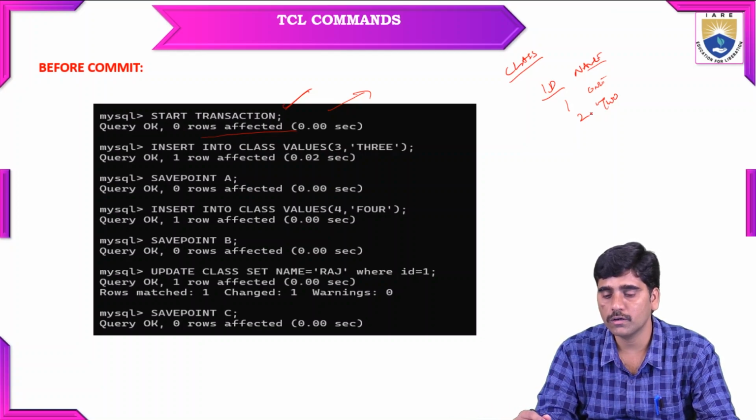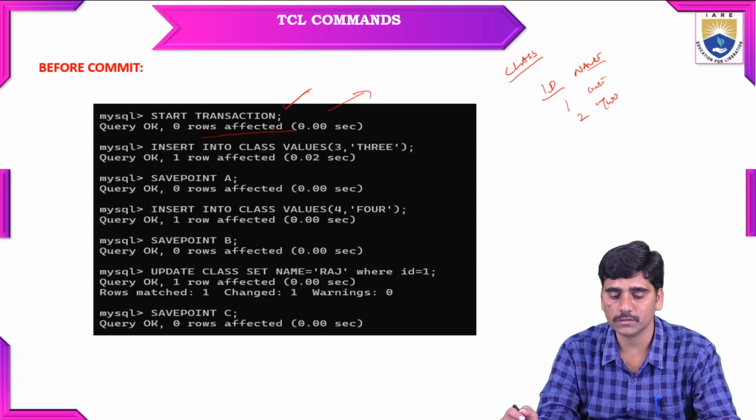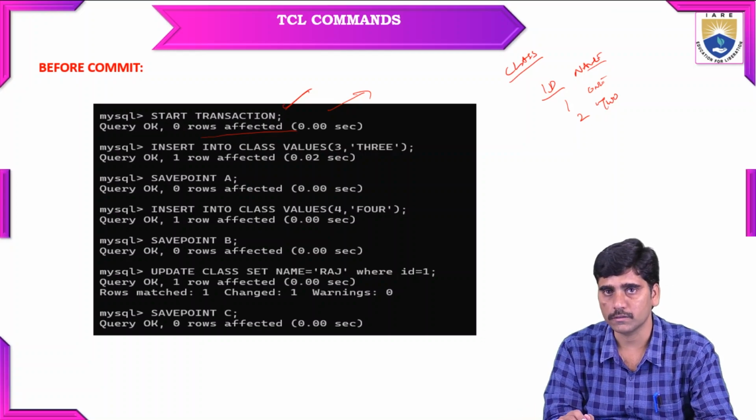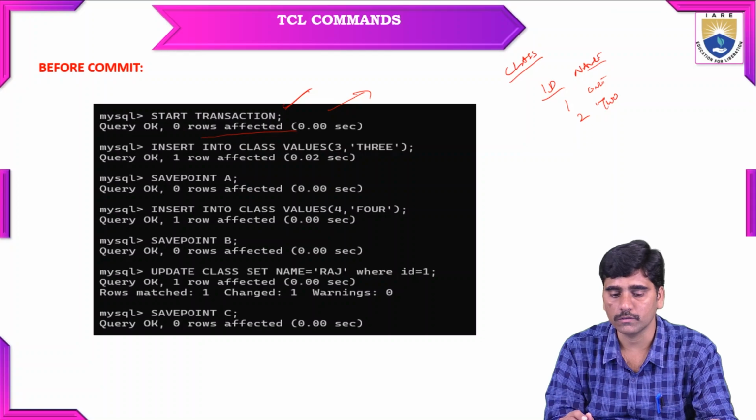So the IDs are 1, 2 and the names are 1, 2. Now I am performing the transaction. I have started to perform the transactions. So start transaction. Query OK, 0 rows affected.